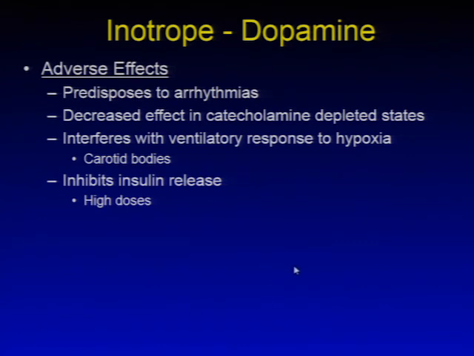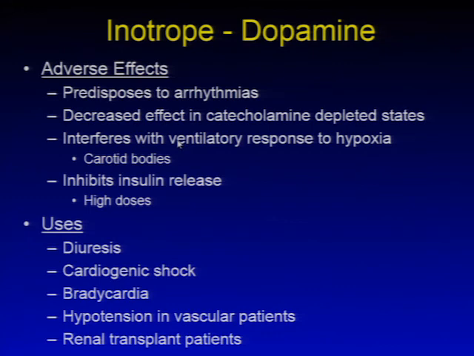The adverse effects of dopamine, though, are that it can predispose patients to arrhythmias, and you'll see a decreased effect in catecholamine-depleted states, as well as interference with the ventilatory response to hypoxia, and it inhibits insulin release. Uses of dopamine include cardiogenic shock, bradycardia, and hypotension in vascular patients.